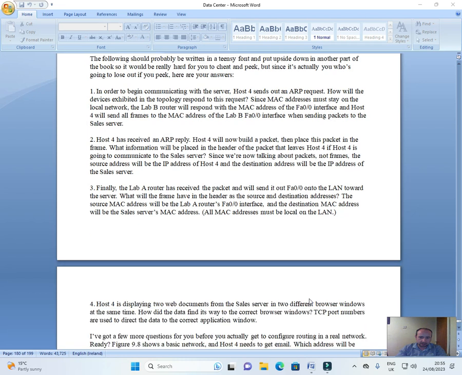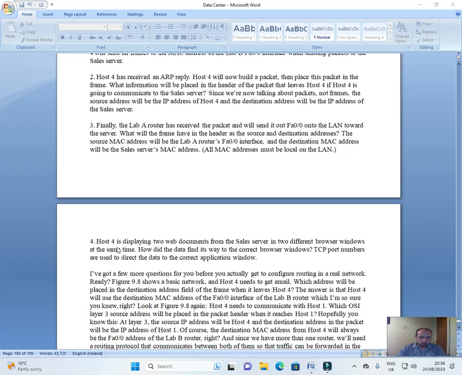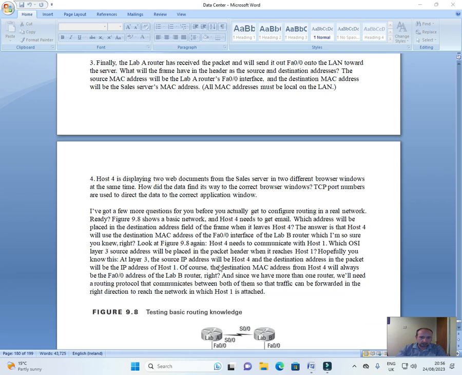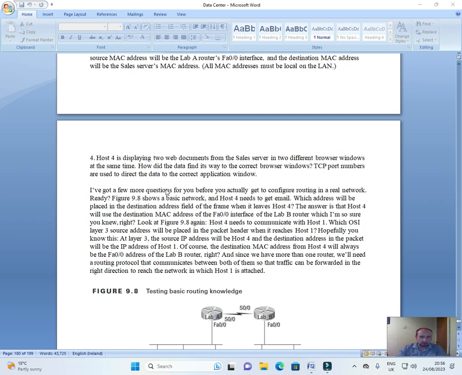local on the LAN. Host 4 is displaying 2 web documents from the sales server in 2 different browser windows at the same time. How did the data find its way to the correct browser windows? TCP port numbers are used to direct the data to the correct application window. I've got a few more questions for you before you actually get to configuring routing in a real network.